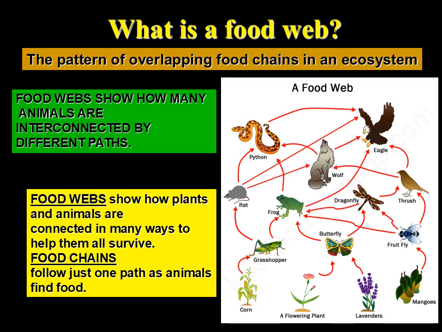So if we took away the wolf in the center picture on the right, the wolf would no longer be eating, for example, the bird. And if the wolf is not eating the bird, then the bird population would go up. If the bird population goes up, then that means the dragonfly population would go down, because you would have more birds eating the dragonflies.